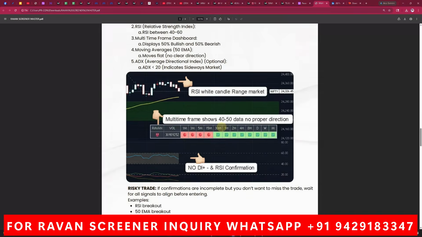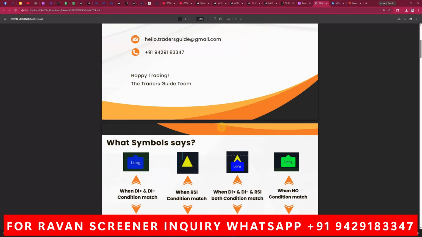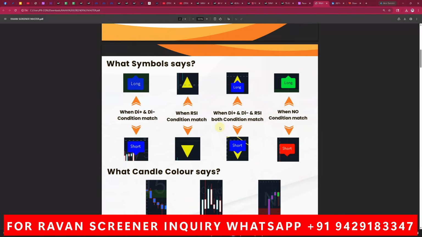See, I have given you this PDF not as a showpiece. It is a logic-based guide to help you understand exactly what the signal shows, and what color shows what. You can see here, this is the first signal, the long normal blue signal. When this comes, the DI plus DI minus, directional index plus minus condition is matched. We have already built all the logic into it. So whenever you get this type of signal, keep in mind that the DI plus DI minus condition is matched. Whenever you get this type of arrow, that indicates there is an RSI confirmation.